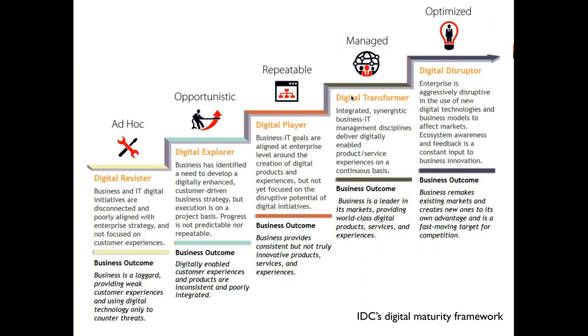So right now, where are companies? We as a business are now in digital transformer. We're now in managed, while other businesses might be in resistance, explorer, player, or disruptor. But where do you want to be? You want to eventually be in disruptor. I think we're between transformer and disruptor because we're already disrupting the market through the eWork Experience platform. However, a lot of businesses, like NHS, are still in digital explorer. That's why they got hacked last year. The banks are now digital players. So there is still room for growth, and that is where the opportunities are, as you can see.